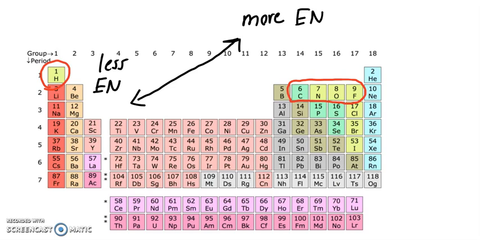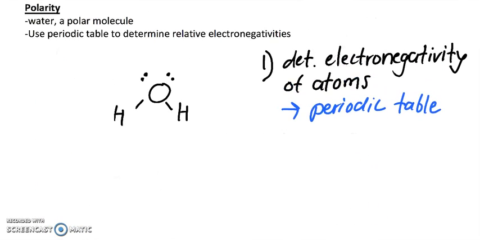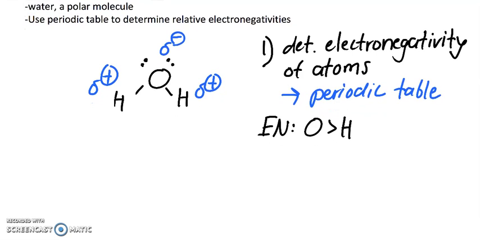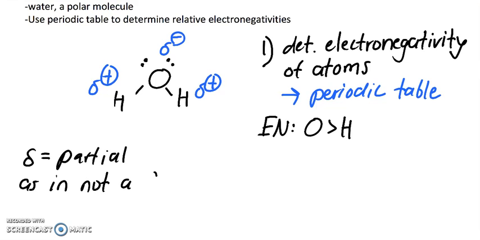So according to this, oxygen is more electronegative. So in terms of electronegativity, oxygen is more electronegative than hydrogen. So now I can assign partial charges to this structure. Partial negative for oxygens and partial positive for hydrogens. And this symbol here, delta, this means partial, as in not a full charge.